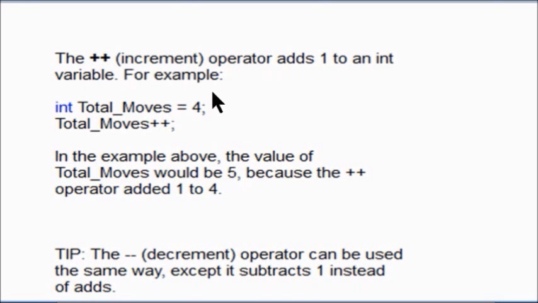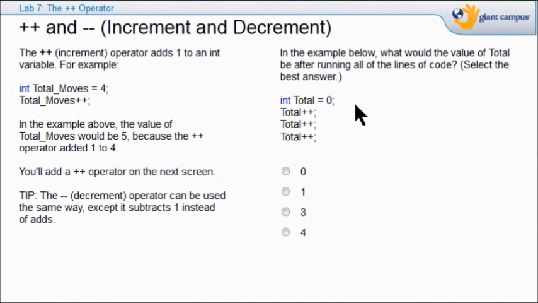That means just add 1 as you go. So we have total moves is 4. Add 1 to it. The total moves will become 5 because as you go through the loop, you add 1 every time with a plus plus. Or if it was minus minus, you subtract 1 every time. So they gave us an example problem here, right? In this example, int total is 0. So you have total plus plus, total plus plus, total plus plus. What does that equal? Well, if you add 1, 2, 3, what's your answer? Of course it's 3. Just think it through.